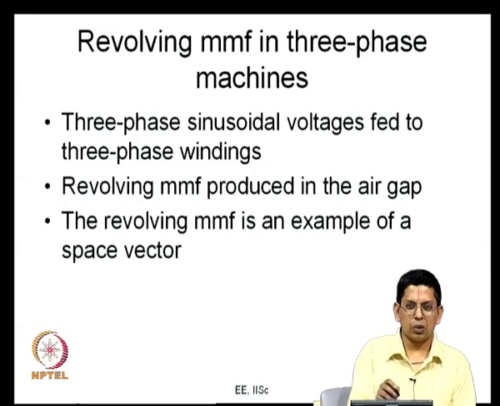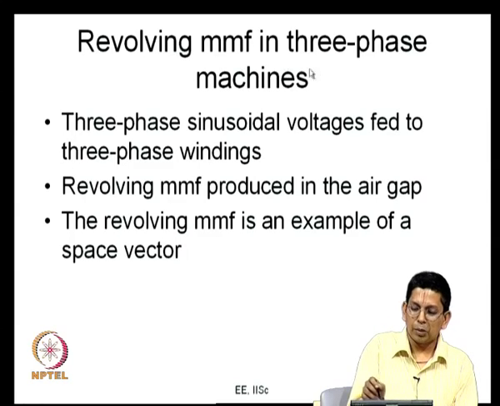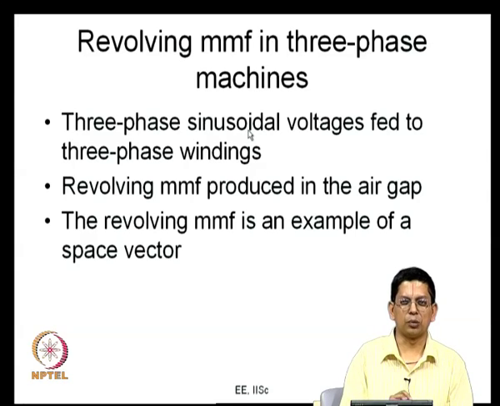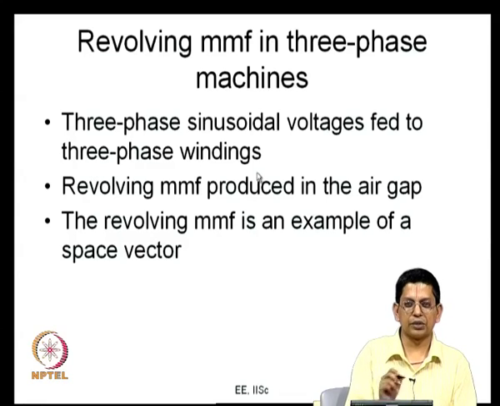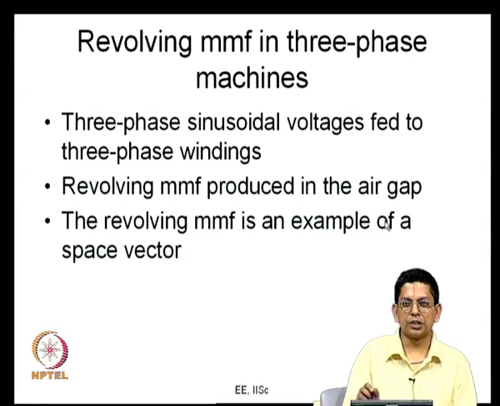This revolving MMF is an example of what a space vector is. So, this revolving MMF in 3-phase machines is what I would like you to consider. Most of you should be familiar with 3-phase machines, and even in this course we have been dealing with 3-phase machines on and off. Now, you consider a 3-phase machine like a 3-phase induction motor or a 3-phase synchronous machine. So, what you have is a 3-phase winding sitting on the stator, and to the 3-phase winding you apply 3-phase sinusoidal voltages usually. And when you apply 3-phase sinusoidal voltages onto this 3-phase winding, it produces a revolving MMF. There is a magnetomotive force, there is a magnetic field produced, and that magnetic field revolves around the air gap. This is what happens now.